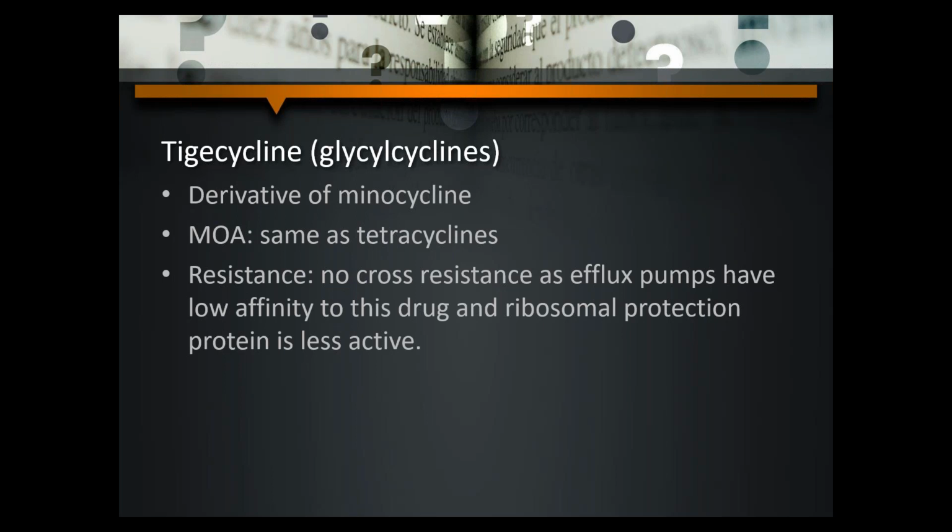Okay. Resistance: no cross resistance is seen, because I told you about the influx pumps and the efflux pumps, and those pumps have low affinity to this drug, and this drug is also having good lipid absorption, so it can go easily. Okay. And another one, the ribosomal protection protein, whatever I have told you before. That ribosomal protection protein is less active against tigecycline. So this can easily bind to that mRNA acceptor site, and then it can prevent the chain elongation.